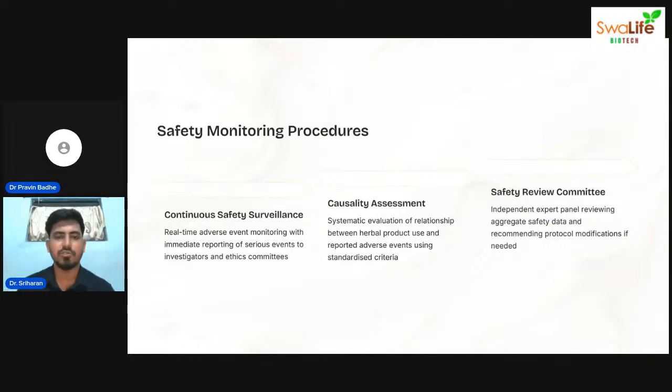Another one is the safety monitoring procedure. Now we want to look at safety monitoring. There are types of safety reports. First one is adverse event. Second is serious adverse event. Third is SUSAR, suspected unexpected serious adverse reaction. These are the types of reports. When an adverse event takes place, it is under adverse event. Serious means it is producing anything life threatening to the patient or a long period of hospitalization.